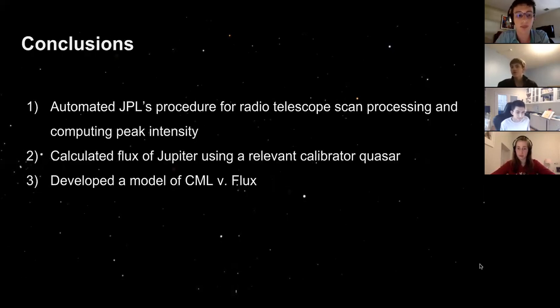There are multiple conclusions that can be made. This includes automating JPL's procedure for radio telescope scan processing, calculating the flux of Jupiter using a relevant calibrator quasar, and developing a model of central meridian longitude versus flux that can be used to enter a central meridian longitude and get a flux returned.